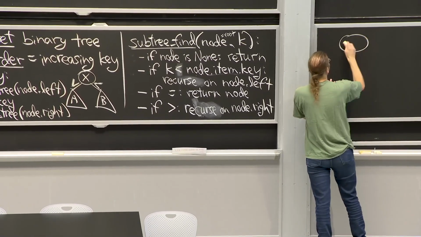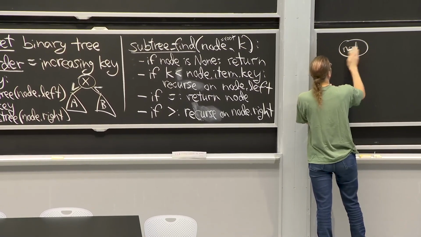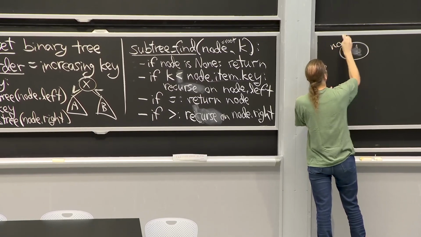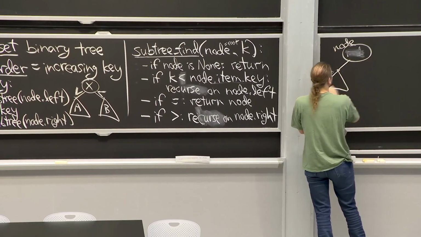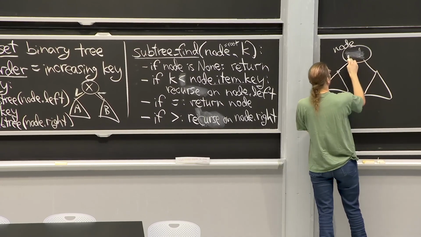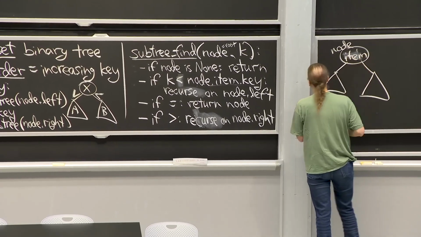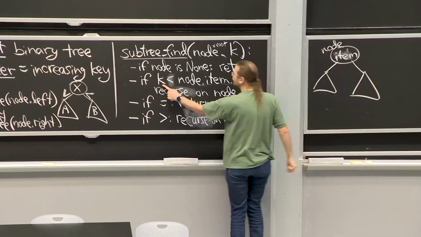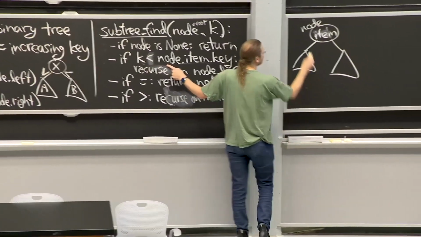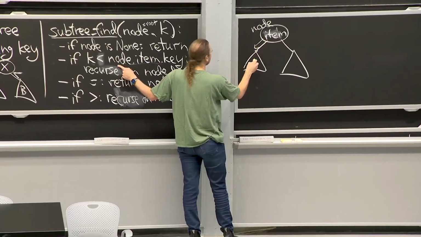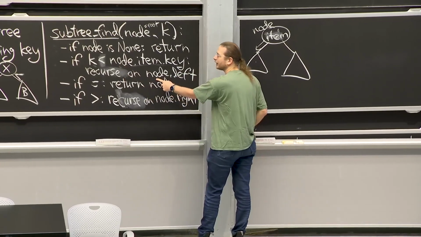So we're at some node here. All right, yeah, this is a node. And it has a left subtree and a right subtree, and there's some item with some key. So if the key we're looking for is less than the node's item, that means it's down here in the left subtree, and so we recurse on node.left.